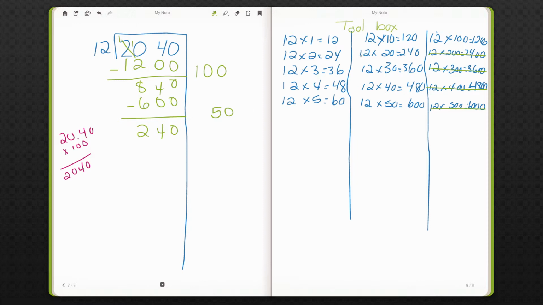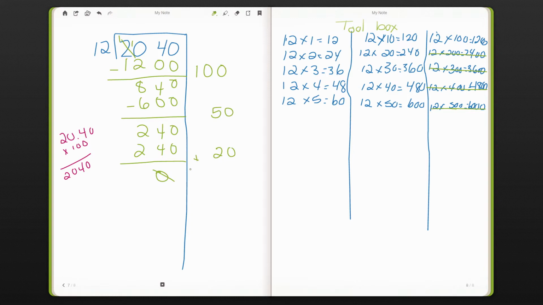I see right here that 12 times 20 equals 240. So I put 20 out here. You'll also notice that I'm lining up my ones, tens, and hundreds. This will allow me to add up all of my partial quotients to arrive at the correct answer. So 20 times 12 is 240. And I'm left with no remainder.